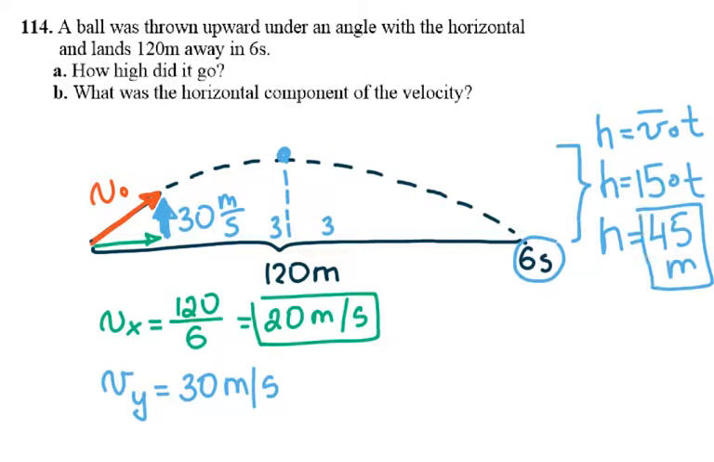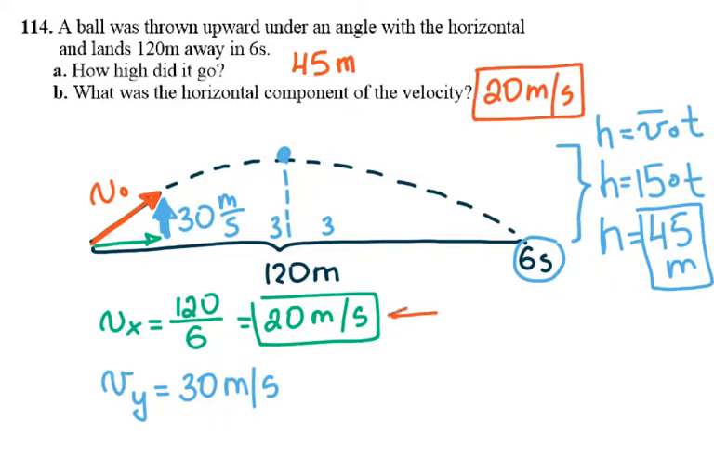So my answers are: how high did it go? It went 45 meters high. And what was the horizontal component of the velocity? That was 20 meters per second. So, the horizontal component of the velocity and the height it went to.